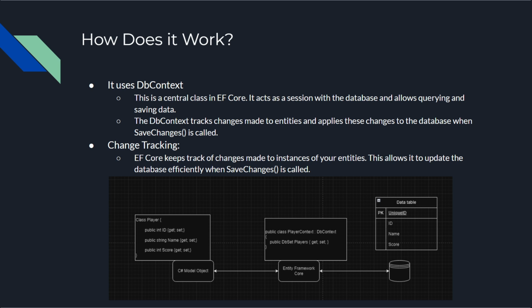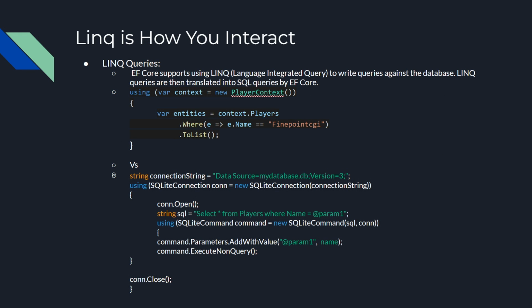So you can see here, this is how it operates. You have a class called player, you have a context called player context, and then you have a data table that houses that player's information. That's really cool, but how do you actually query data? How do you save data?